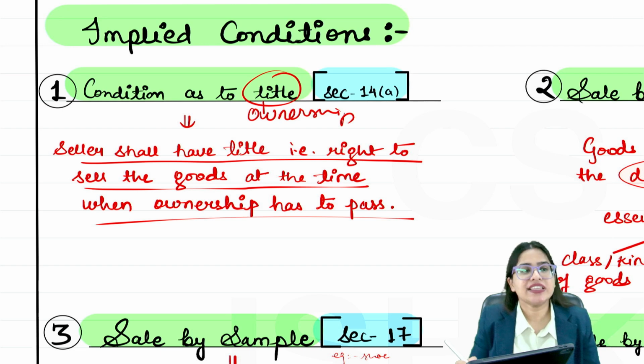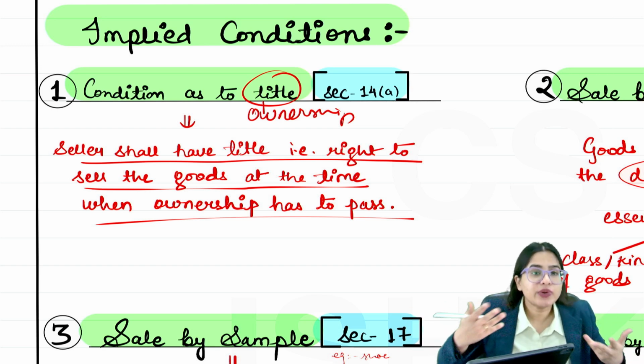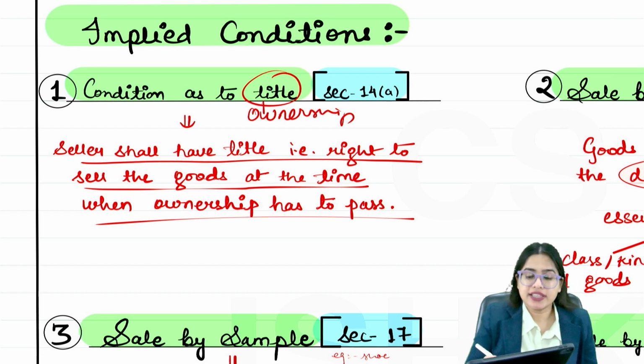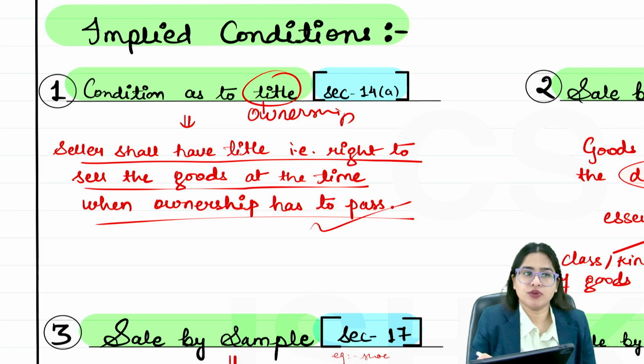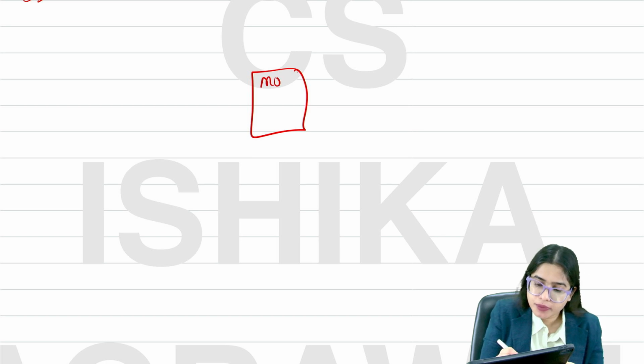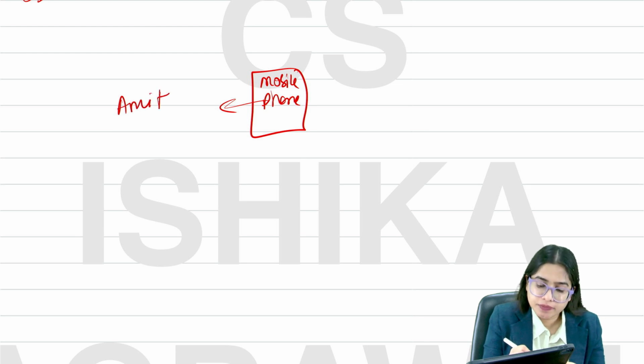Take a stolen device, for example. If I have stolen any property from someone and then I sold it to you, can I give you good title? No, because I don't have a title, I don't have the ownership, so how can I give it to you? So this is the implied condition that you should have the ownership of the goods. Now let's understand this with the help of an example. Let's say there is a mobile phone. This phone belongs to Amitabh Bachchan.